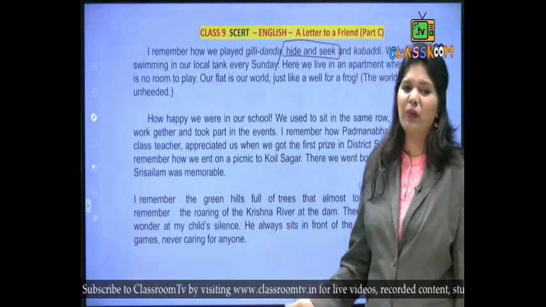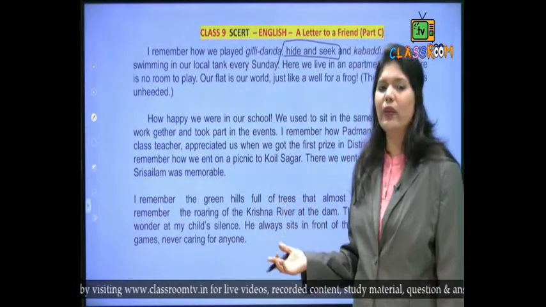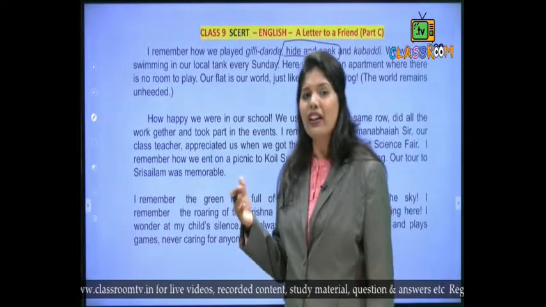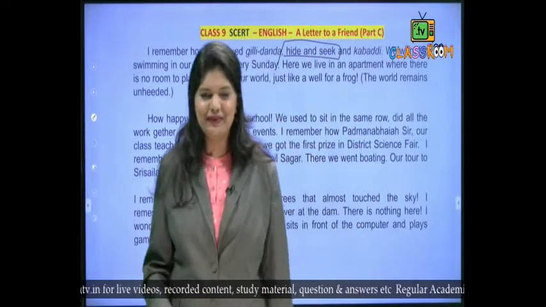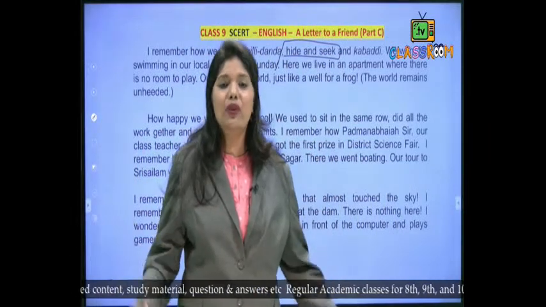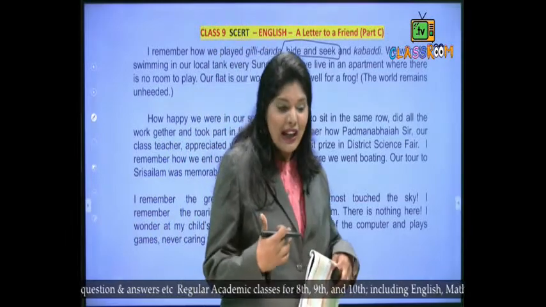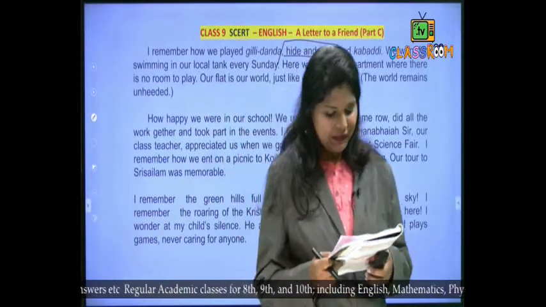And our flat is our world. Like, we're just living in that flat and we don't go anywhere else. It's like a frog in a well. And the whole world, we don't know anything about what's happening in the world and how to actually go and have fun in the world.